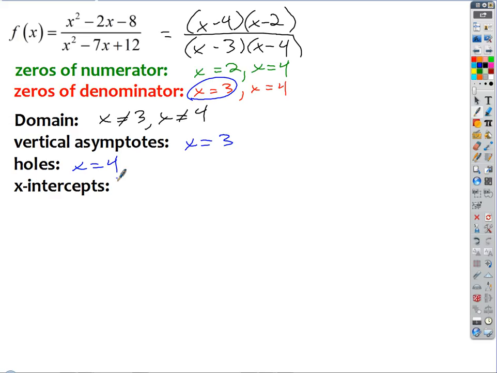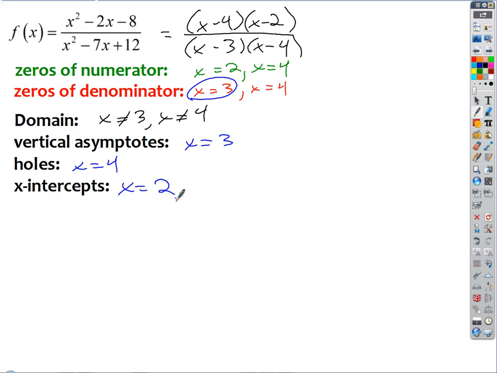And x intercepts where? What do you think? X intercepts. Okay, just 2, because 4 is already a hole, right? So we'd have an x-intercept at x equals 2.